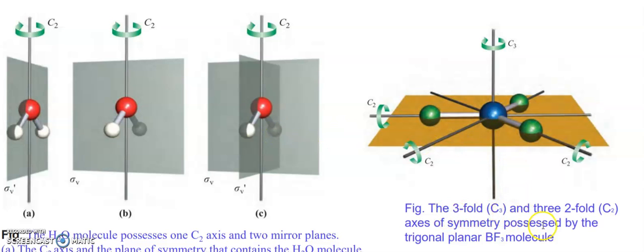So a three-fold C3 and two-fold C2 axes of symmetry are possessed by the trigonal planar BF3 molecule. You can see this C2 axis passing through this BF bond, and this C2 is passing through this BF bond, and this C2 is passing through the third. So the main axis is here, C3, and it is perpendicular to the molecular plane.